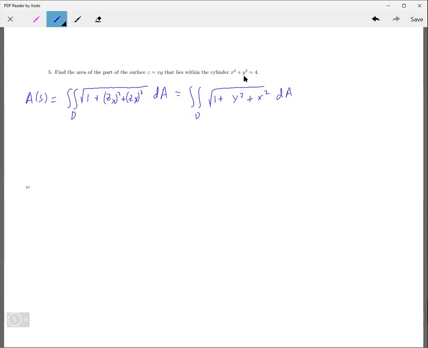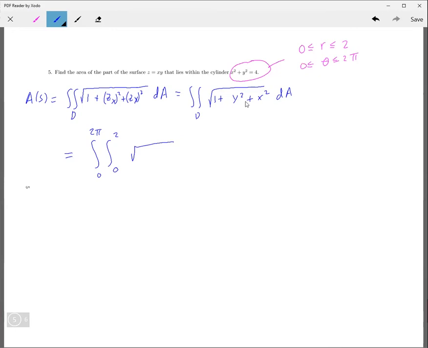Okay, now you're within this cylinder here. And so the cylinder is another story. In polar coordinates, what's the radius of this? 2. So in polar coordinates, you got r going from 0 to 2, and you have theta going from 0 to 2 pi, because there's no restriction on it going all the way around. So for r, it goes from 0 to 2, and theta goes from 0 to 2 pi.